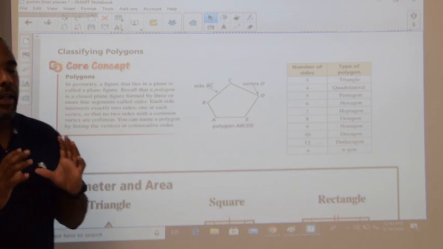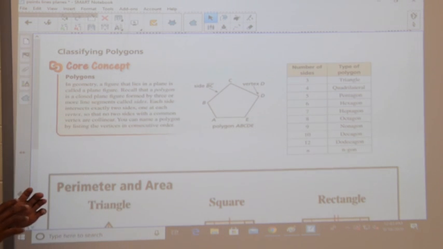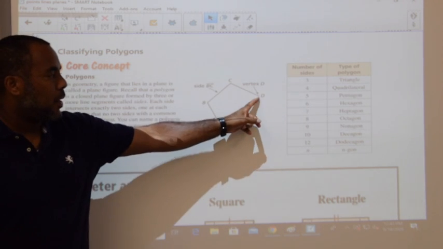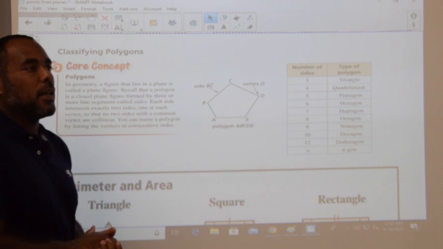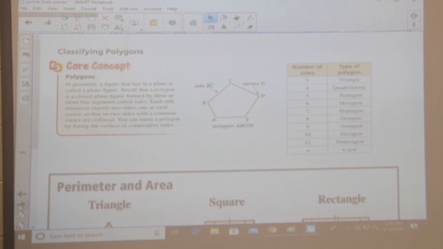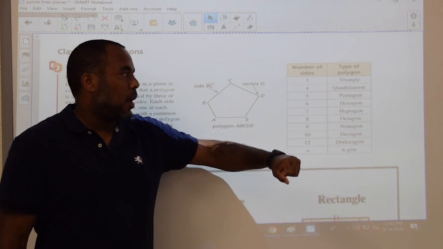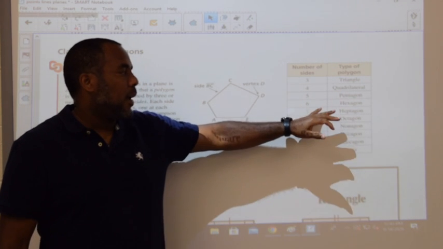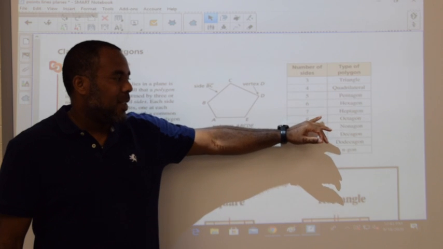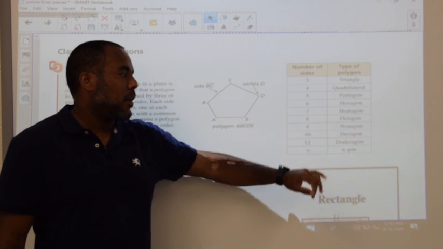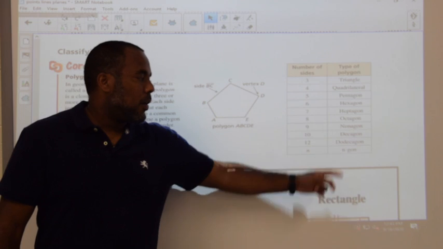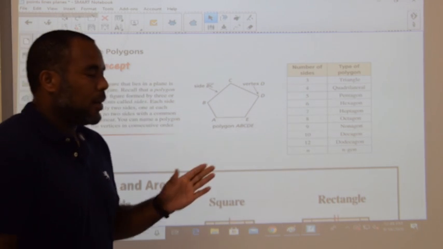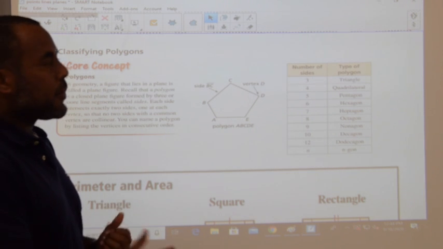A couple things that we do need to know is what a polygon is. A polygon is any closed figure that has line segments and vertices. So you need at least 3 line segments to make a polygon, and that would give you a triangle. Other types of polygons would be a quadrilateral, which has 4 sides, a pentagon with 5 sides, hexagon with 6, heptagon with 7, octagon with 8, nonagon with 9, decagon with 10, dodecagon with 12, and on and on. And everything after that is going to be called an n-gon.